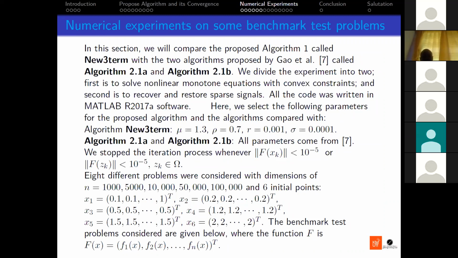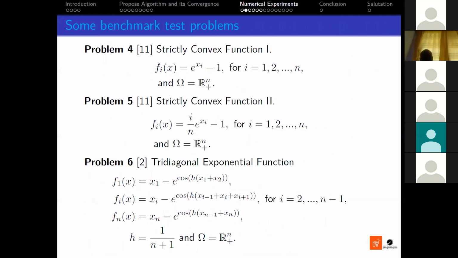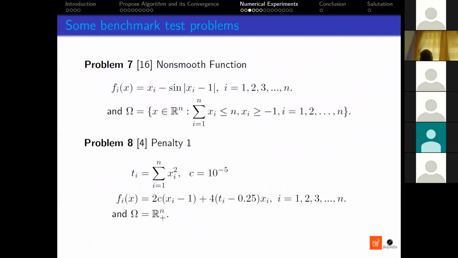Now, these are the parameters we choose. For our algorithm, mu is 1.3, rho is 0.7, r is 0.01, and sigma is this. For algorithms 2.1a and 2.1b, the parameters come from reference 7. We did not change them; we use the same parameters they considered. The stopping condition is when the norm of F(x_k) is less than 10 to the power of minus 5. We consider 5 dimensions, 6 initial points, and 8 problems, which are here.